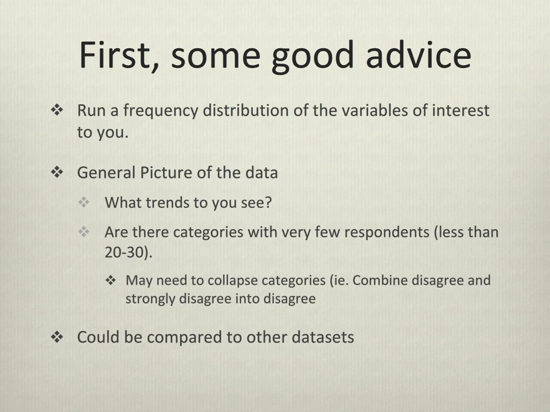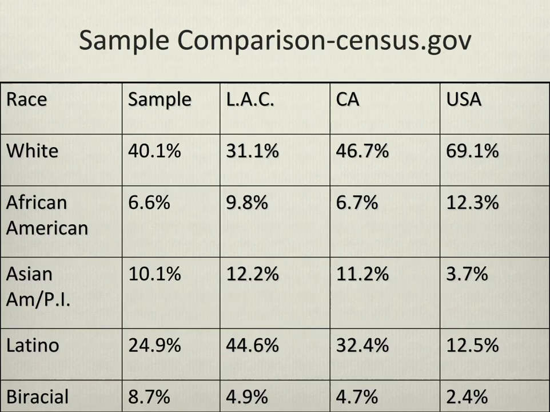You also could think about whether you can compare your data set to other data sets to establish that we really do look like the region. One thing you can do to establish the reliability or validity of your data is to show that it looks a lot like the local region or the nation as a whole.